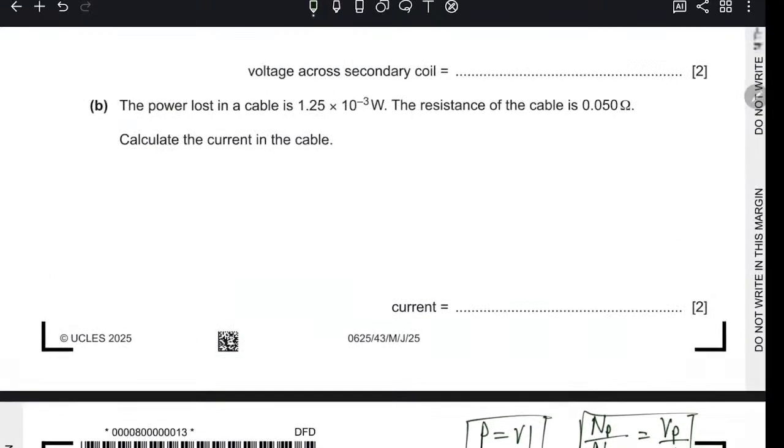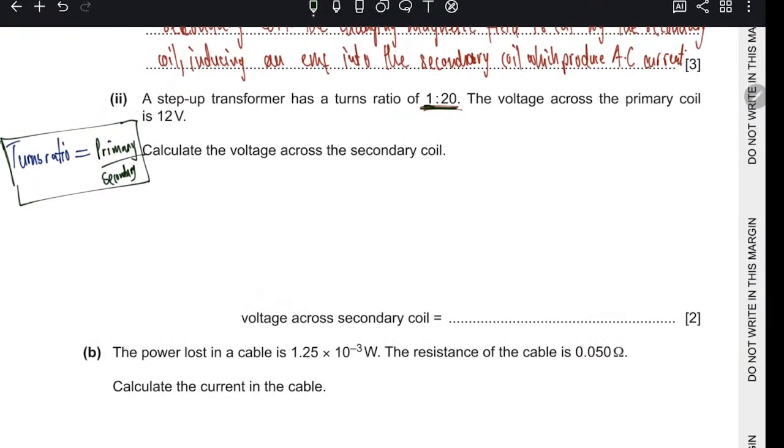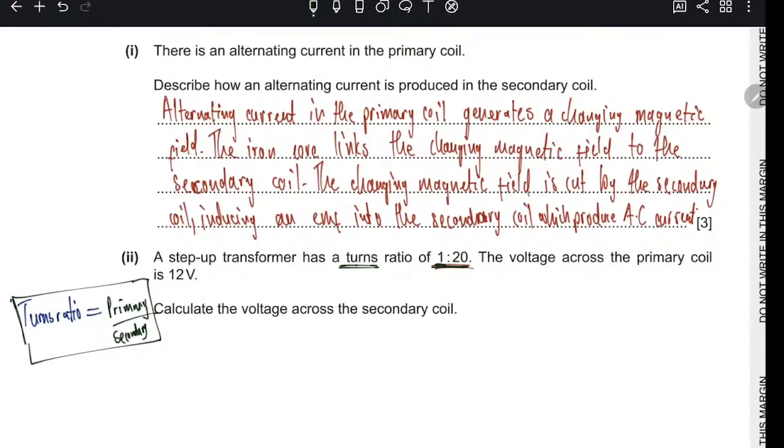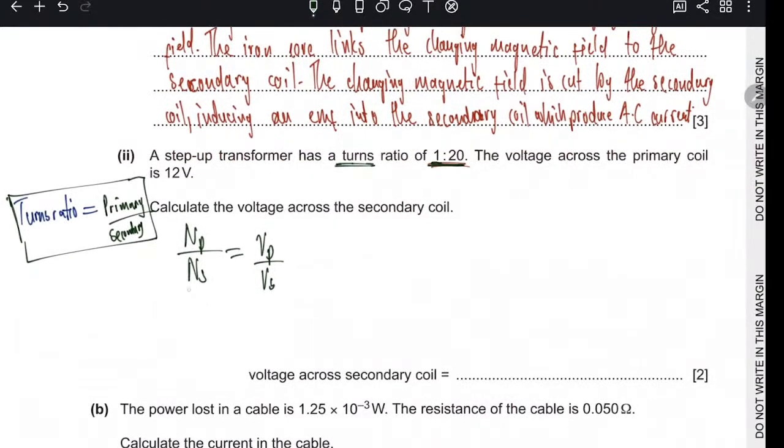So if we come here, we say calculate the voltage across. Once we see turns ratio, it has to do with number of turns, so it can only be this formula. Number of turns in primary over number of turns in secondary is equal to voltage in primary over voltage in secondary. NP over NS is 1/20, equal to the voltage of the primary, which we've been told is 12, over voltage of secondary.